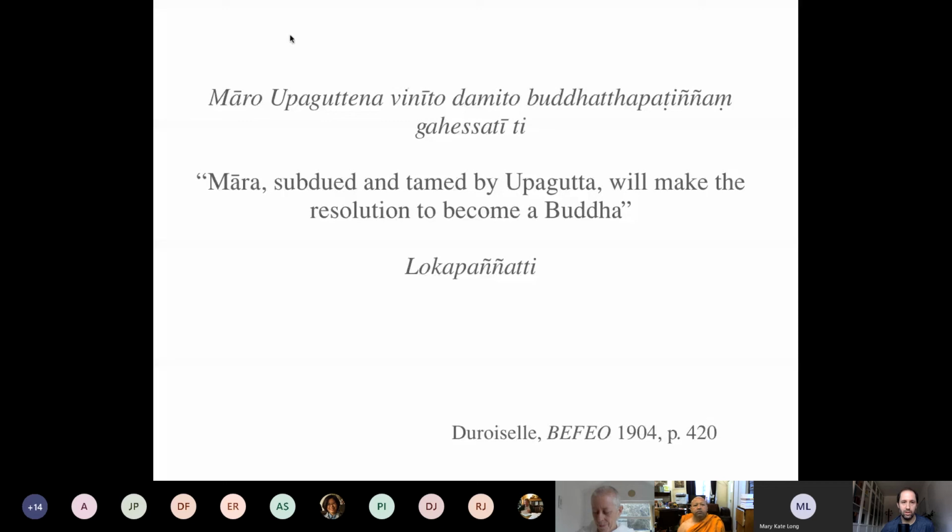In other sources of the Sarvastivada, actually it's a proper defeat, but in this Pali tradition, it's not exactly destroying Mara, but converting Mara into Buddhism, so that Mara will make a resolution to become a Buddha. So the sentence means Mara, subdued and tamed by Upagupta, will make the resolution to become a Buddha. That is the Buddha speaking, according to this text.